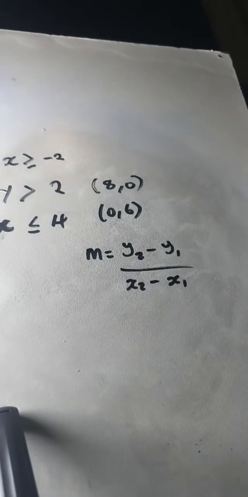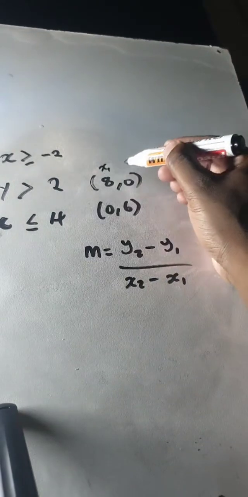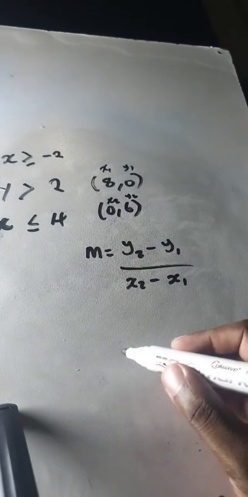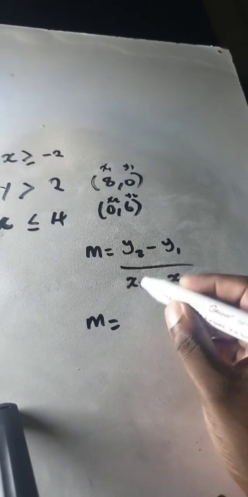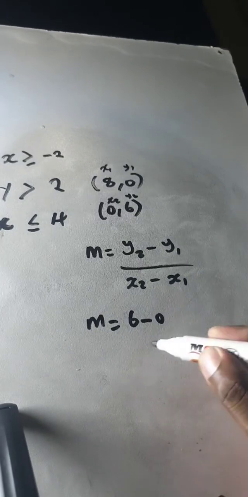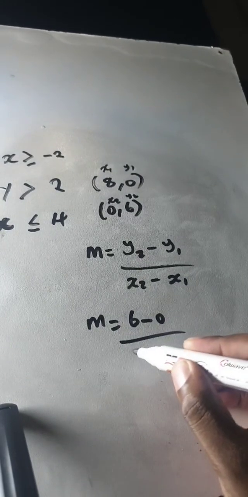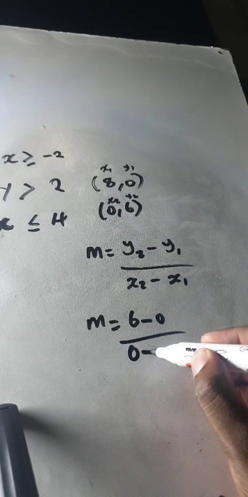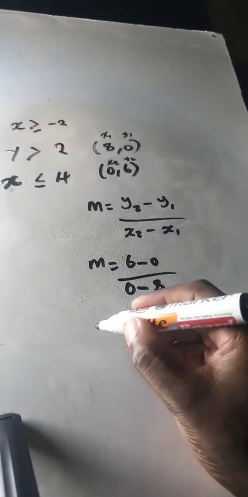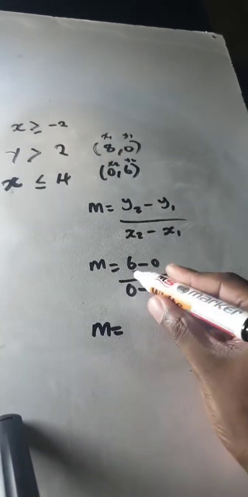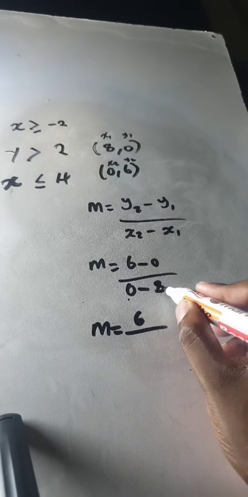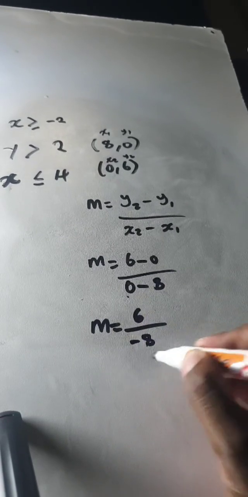So this will be my x1, y1, x2, y2, right? So now say gradient is equal to, what is y2? It is 6. y1, it's 0. x2 is 0 minus x1 is 8. So remember we are finding gradient, so now say gradient is equal to 6 minus 0, positive 6, over 0 minus 8, which is negative 8.